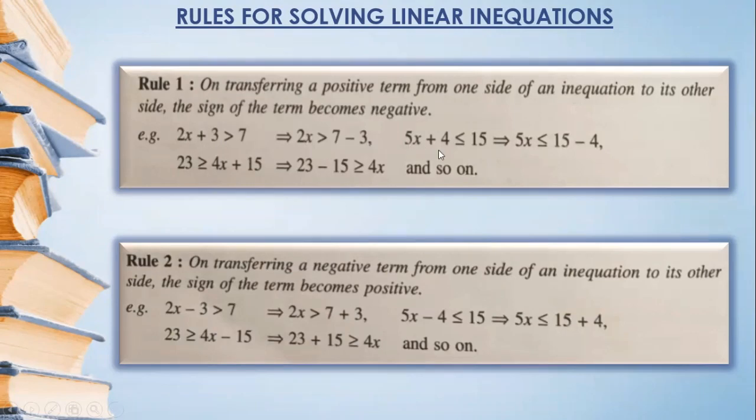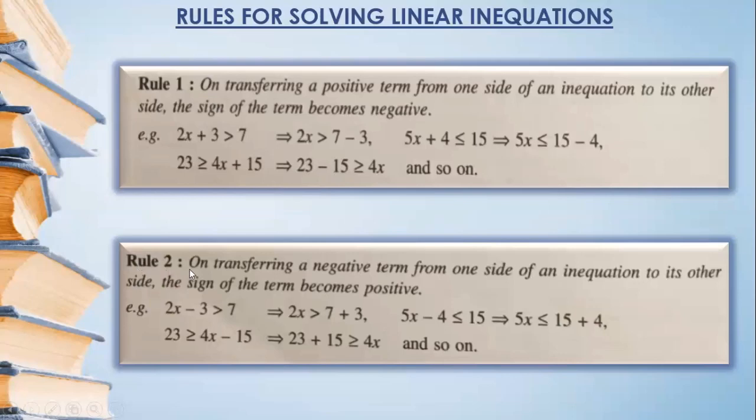5x plus 4 less than or equal to 15. Then plus 4 we need to shift to the right hand side, so it will become negative. So we will get 5x less than or equal to 15 minus 4. In the same way, if we have 23 greater than or equal to 4x plus 15, we will get 23 minus 15 greater than or equal to 4x. What we have done is just shift this plus 15 to the left hand side. The rule is the same as we follow to solve simple equations.